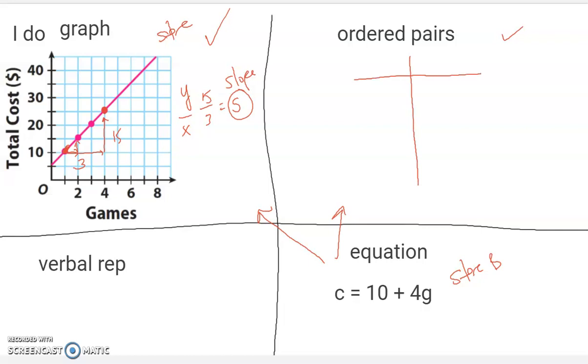And that's the one we learned how to do. We did learn how to get ordered pairs from an equation. So in this case, I don't have x and y, I have g and c. Let me erase and rewrite that.